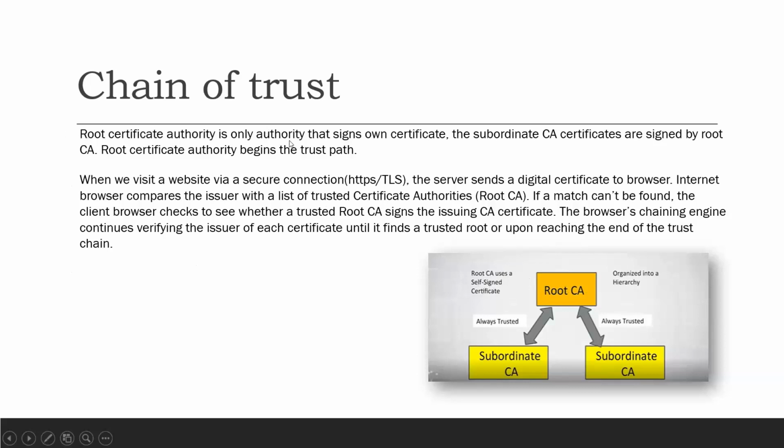So the root certificate authority is the only authority that signs its own certificate. The subordinate CAs are signed by the root certificate, to give them that trust, that this subordinate certificate is a trusted subordinate. So they are being signed by their root CAs, and in the same way the path continues. There can be a hierarchy: subordinate CA, again subordinate CA, again subordinate CAs.